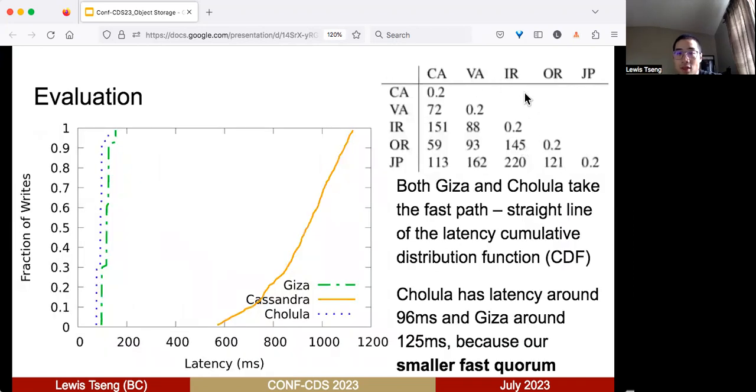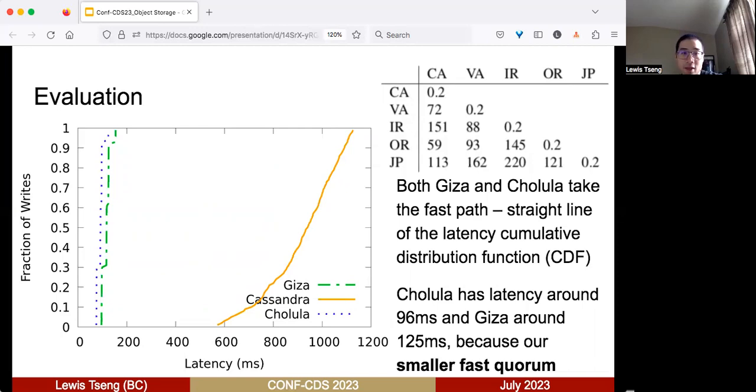And now here is the latency profile, similar to before. Here Giza is the green one, Cholula, our system, is the blue one, and Cassandra is the orange one. As you can see, Cassandra is slowest because its coordination protocol is not very efficient. However, Cholula has a latency much better, almost 13 milliseconds better than Giza, and that's because we have a smaller quorum size, and that turns out to be key in how we can achieve faster latency.